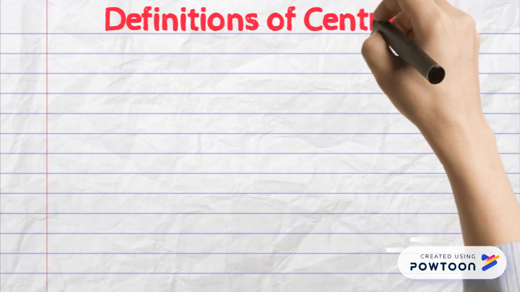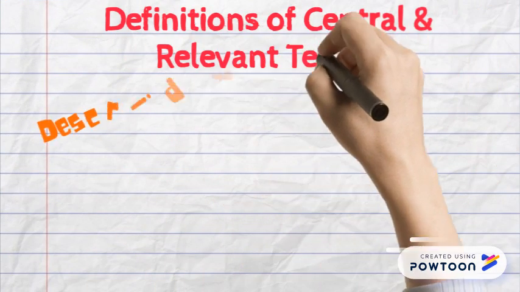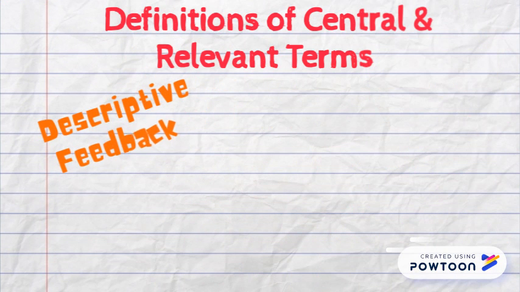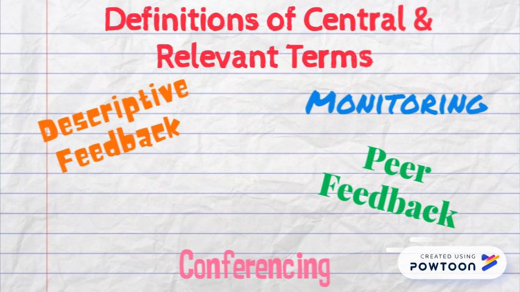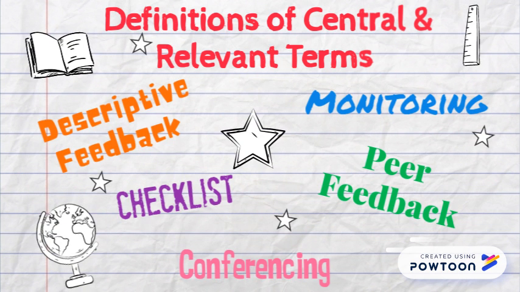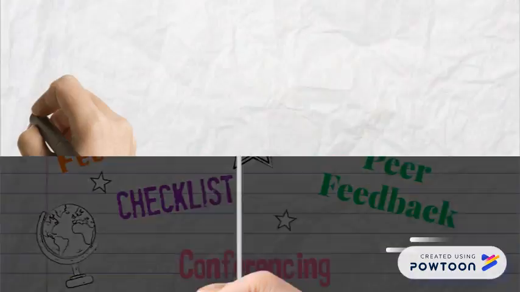Definitions of central and relevant terms. These include descriptive feedback, monitoring, which is done while the students are working, conferencing, which is one-on-one or in small groups, peer feedback, which is when students give feedback to each other, and checklists are used to help keep students on track while completing an assigned task.